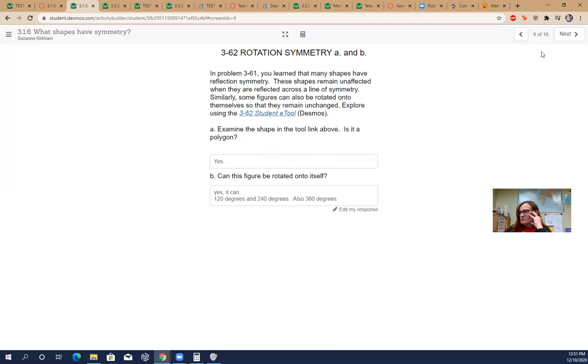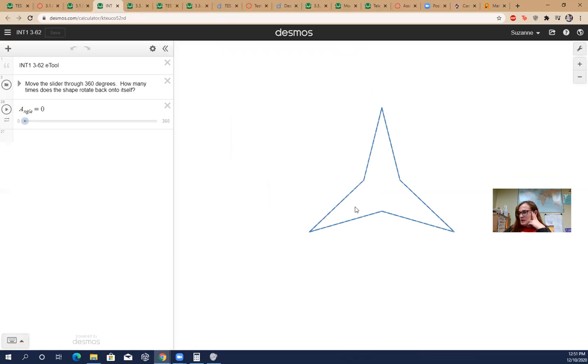You learned that many shapes have reflection symmetry. These shapes remain unaffected when they are reflected across a line of symmetry. Similarly, some figures can also be rotated onto themselves so that they remain unchanged. Explore using this tool. So if we were to take this tool and we see this wonderful little shape, we can rotate it around, and there we go.